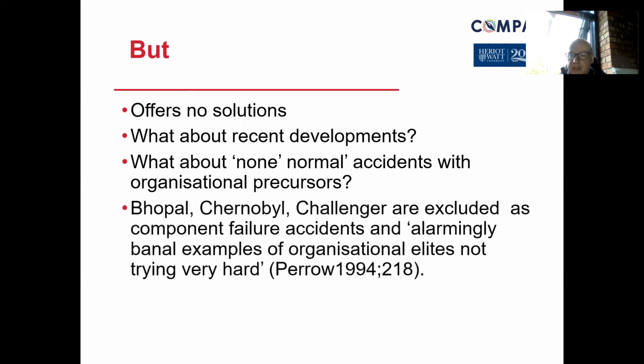And as a result of that, if you think of some of the disasters, Bhopal, Chernobyl, and Challenger, they're excluded as component failure accidents. So as much as this particular theory focuses on that inflexibility, ultimately, in all those three cases, it was the fact that it was a component failure rather than people reacting in the correct manner. And alarmingly, banal examples of organizational elites not trying very hard. So the culture of the organization allowed that to take place. So with every theory, there are limitations, and that's what we're saying there.